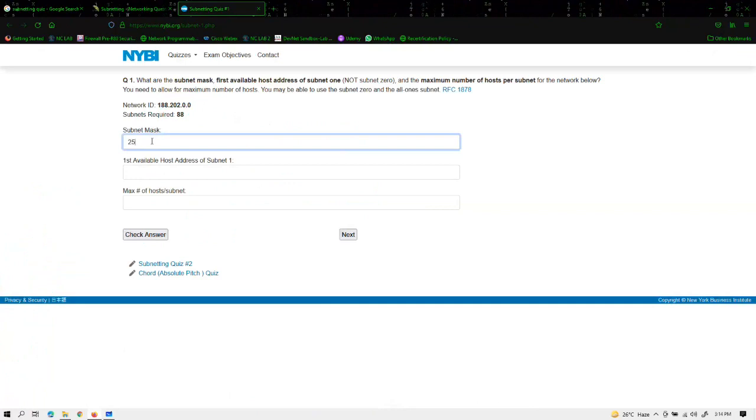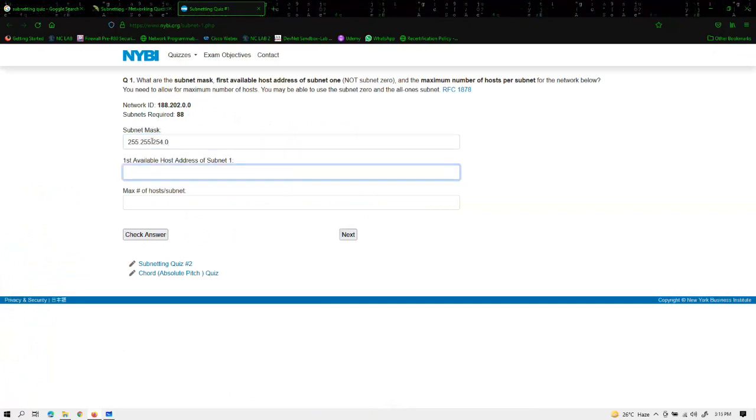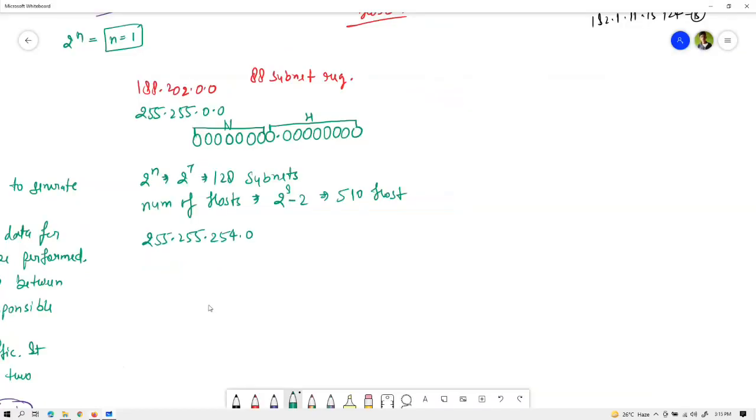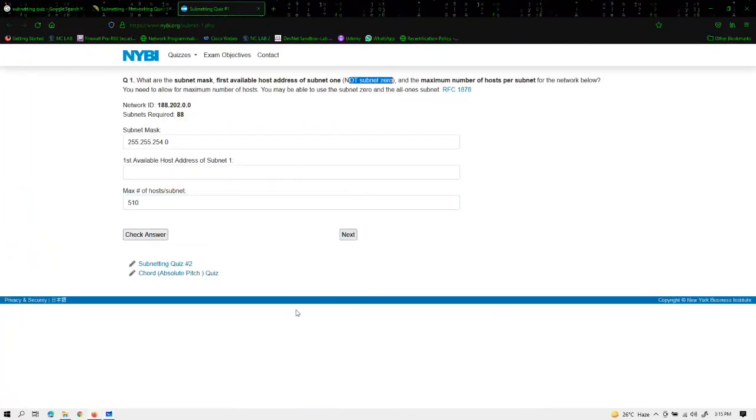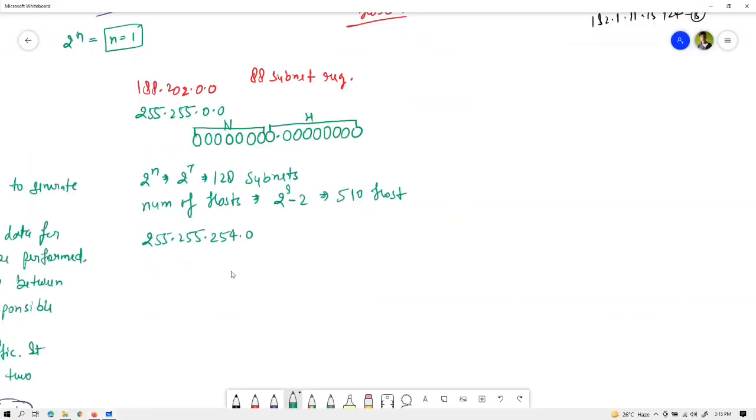Here we can put 255.255.254.0. Okay, first available host address. The maximum number of hosts is 510. And let's calculate the first available host address of subnet 1. I think, yes, of subnet 1, not subnet 0. So first of all, you need to write its network address, slash 23. Yes, 23. This is the network address of subnet 0. Then 188.202.0.0. What is the block size? Block size 512, right?